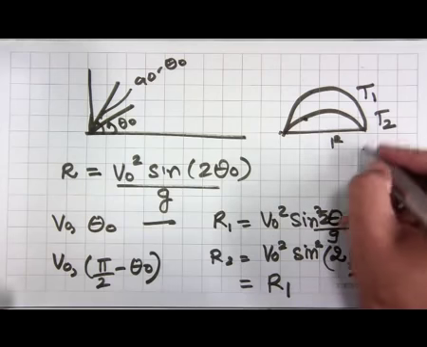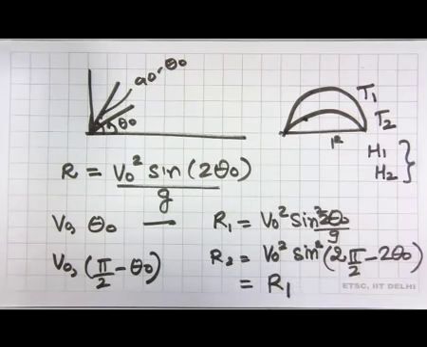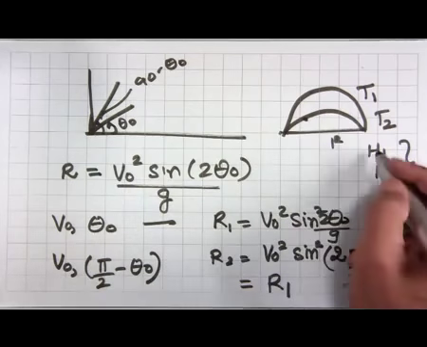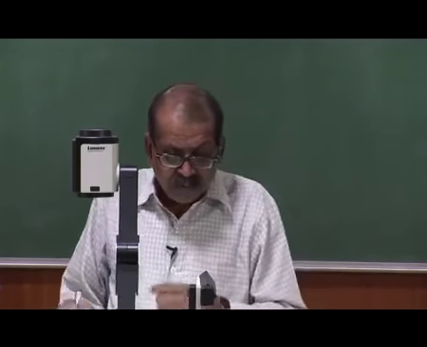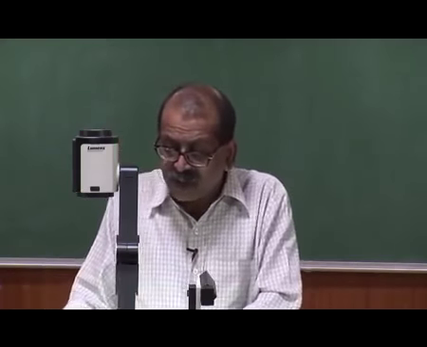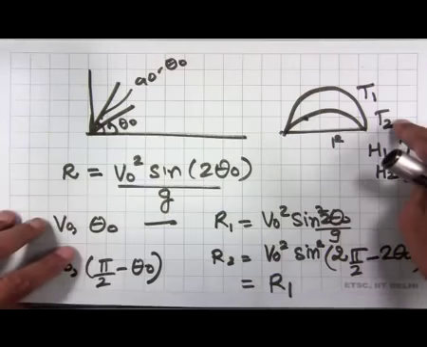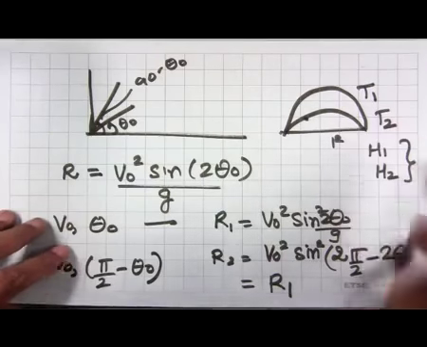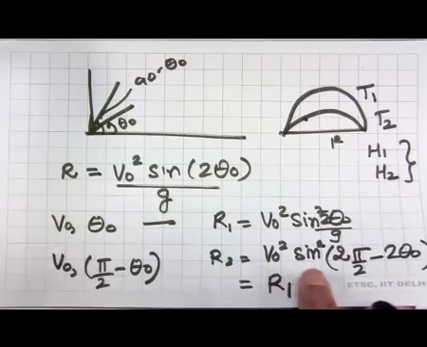And similarly, the maximum heights which they reach, h1 and h2, will also be different. So, the range will be the same, but these things will be different, and sometimes you may be asked to find the relations between T1 and T2 or H1 and H2, and these things you can do by playing around with the expressions here.